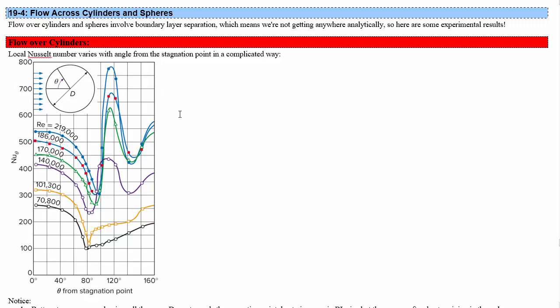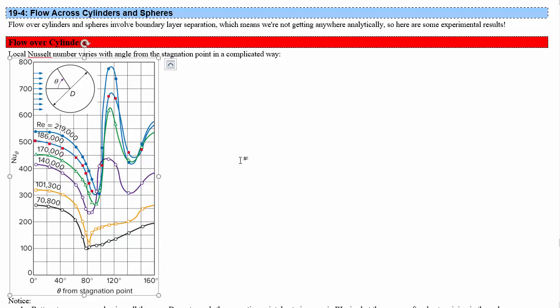Okay, so local Nusselt number varies with angle from the stagnation point, that's from the front of where the fluid hits a cylinder, in kind of a complicated way. So look at these plots. You've got starting Nusselt number here, and then as you move around from the front, it drops and drops and drops until some point where it starts to rise. And then if the Reynolds number is higher, the same thing happens, but eventually you see that it rises kind of extremely and then drops and then rises again. So what's going on in these pictures is a complicated interplay between laminar, turbulence, and the wake region.